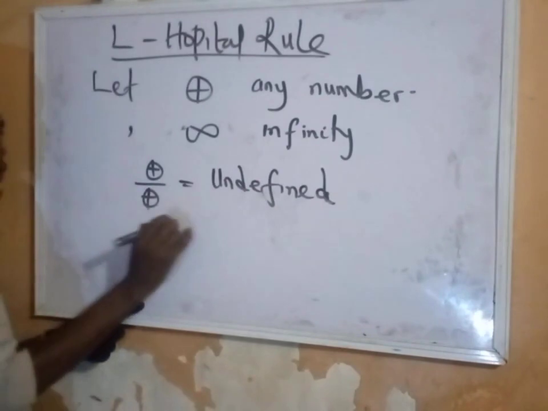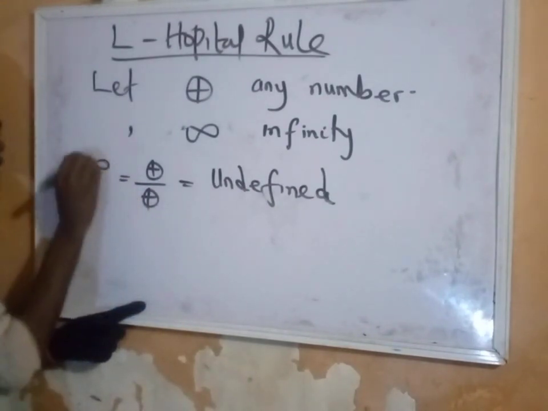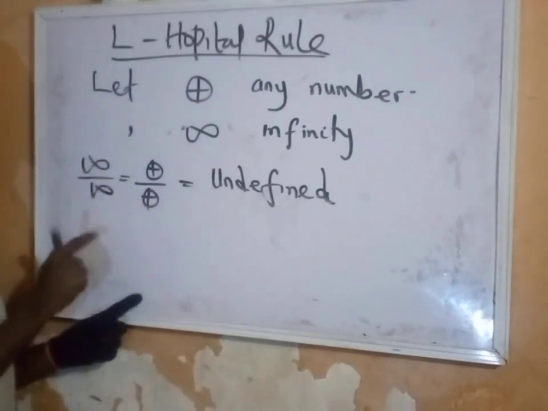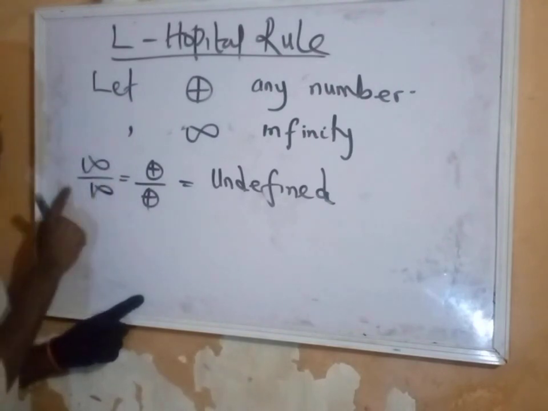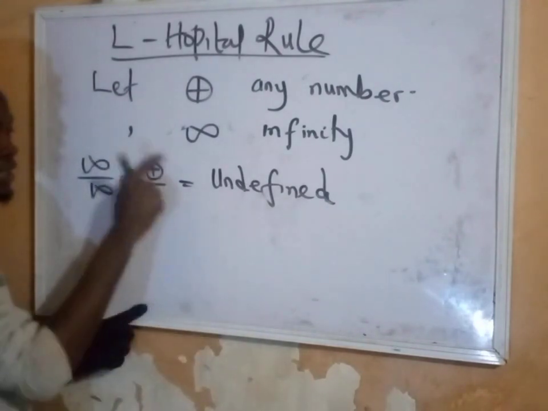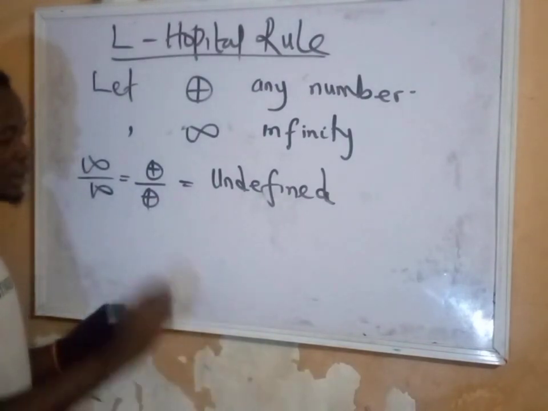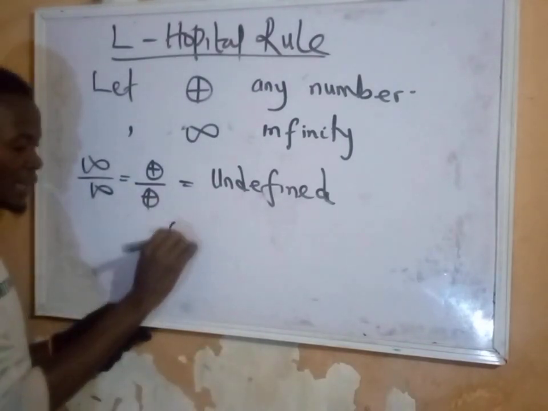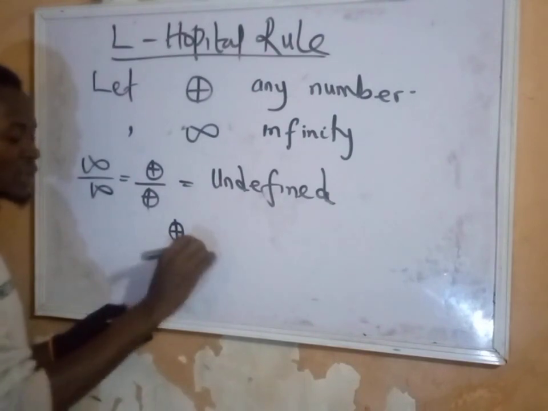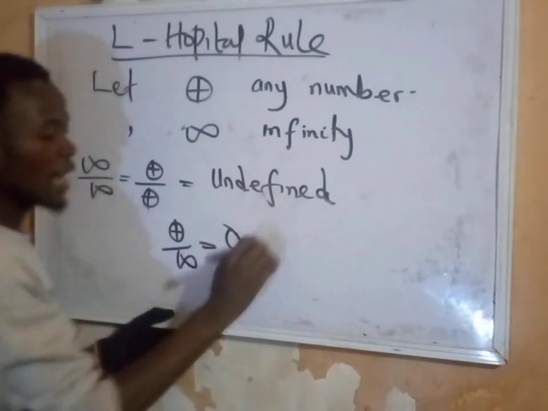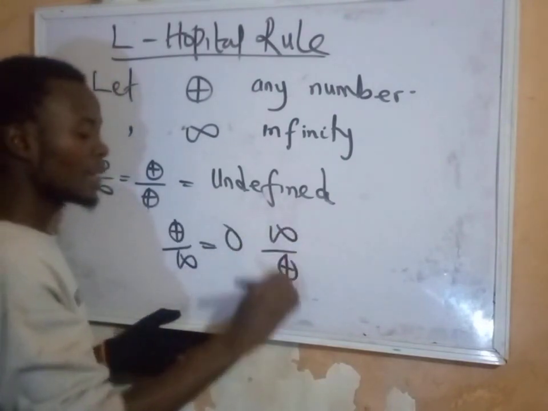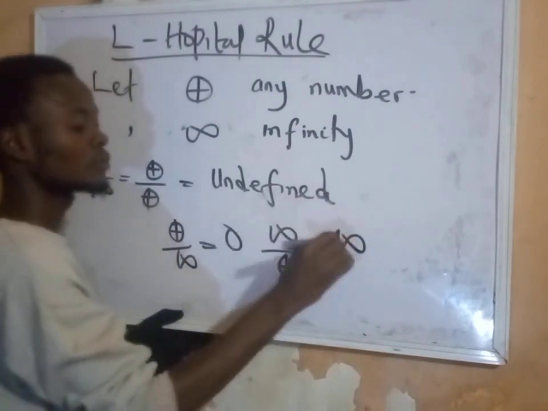And when this as well equals infinity divided by infinity, that is, if we have infinity by infinity, we are going to have it as undefined, and this we are still going to have it to be undefined. But let's say you have any number divided by infinity, this equals 0. And if you have infinity divided by any number, this equals infinity.